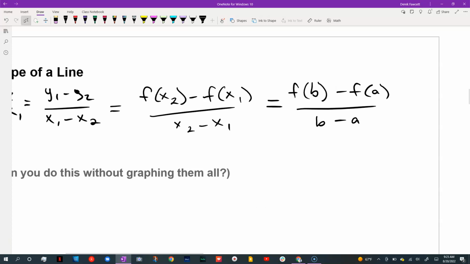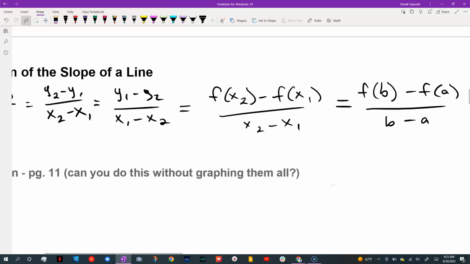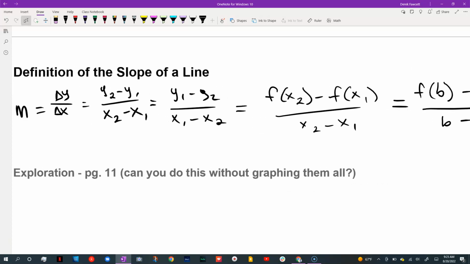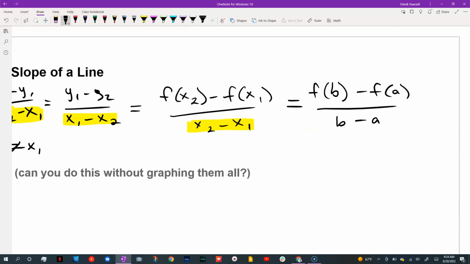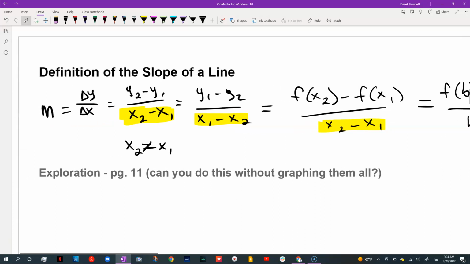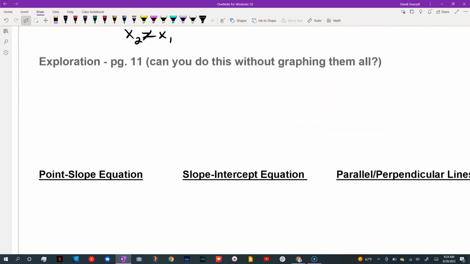It doesn't matter. But in all of this, you cannot have a denominator of 0. So x sub 2 cannot equal x sub 1, and the same goes for these others, because if they were equal, they'd cancel each other out and you'd get 0, and you can't divide by 0. And here, b cannot be equal to a. In class we'll do that exploration, and we're going to try to do them without graphing all of them.